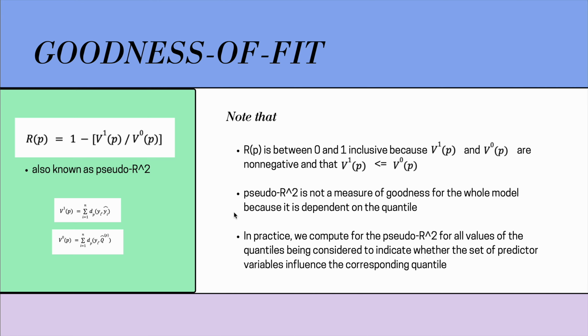Therefore, the pseudo R-square is not a measure of goodness for the whole model because it is dependent on the quantile. If we evaluate it at a certain quantile p, we can assess whether the presence of predictor variables influence that considered quantile. We will see an example of this in our R demo later.